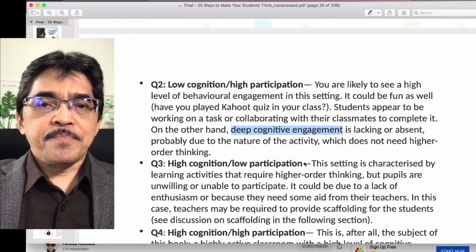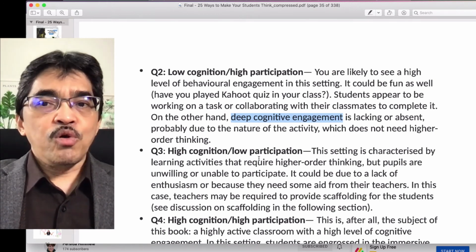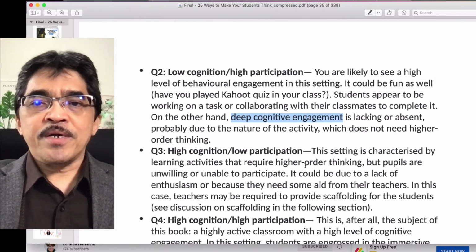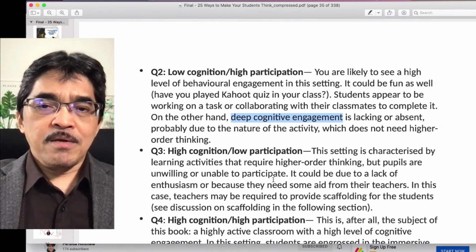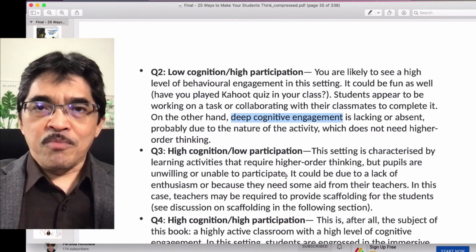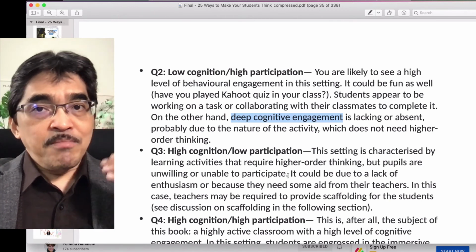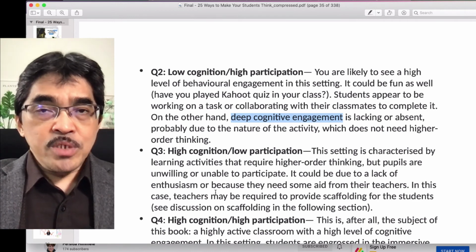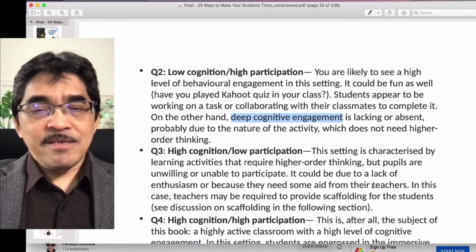In Q3, and I think in Q3 we don't want to be there also. High cognition activities, very good, but low participation. This setting is characterized by learning activities that require higher order thinking, but people are unwilling or unable to participate for some reason. It could be motivation, it could be they don't have enough confidence, or they need more assistance, maybe more scaffolding. So it could be due to lack of enthusiasm, so there's a motivation aspect, or because they need some aid from their teachers.